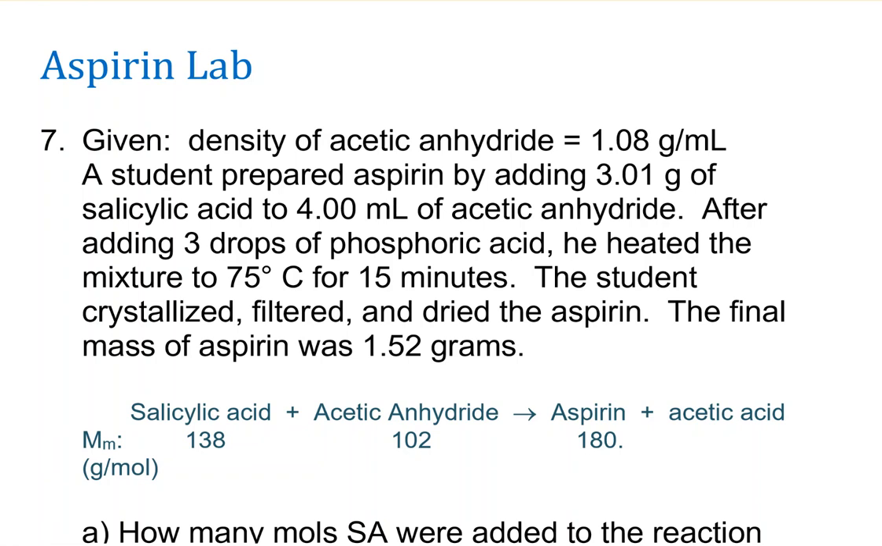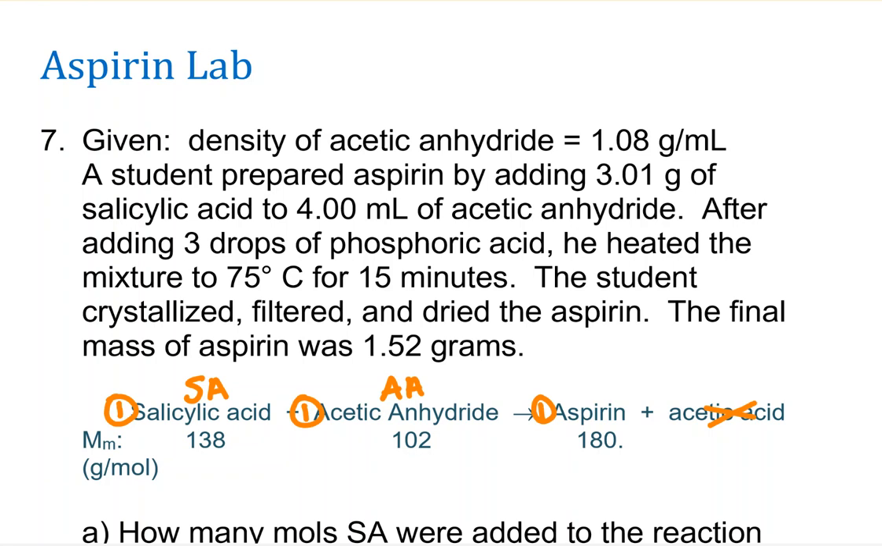Our aspirin experiment is our stoichiometry experiment. So we have a basic chemical reaction where we had salicylic acid, which I abbreviate SA, combining with acetic anhydride to make aspirin and acetic acid. Now, we didn't do anything with the acetic acid, so I'm going to ignore that. Notice that all the coefficients are 1, so it's a 1 to 1 to 1 ratio.